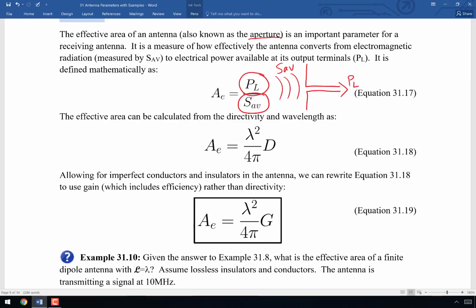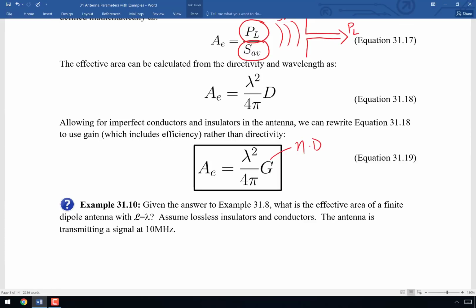So the effective area can also be, and we aren't deriving this equation, I'm presenting this equation to you. I will tell you that it can be derived. It's lambda squared over 4 pi times the directivity if we assume that there are no losses in the antenna. But if we assume that there are some losses in the antenna, then that D is replaced by G. Remember that G is just equal to eta times D. So all we've really done here, going from 3118 to 3119, is we've added the concept of efficiency to that equation.